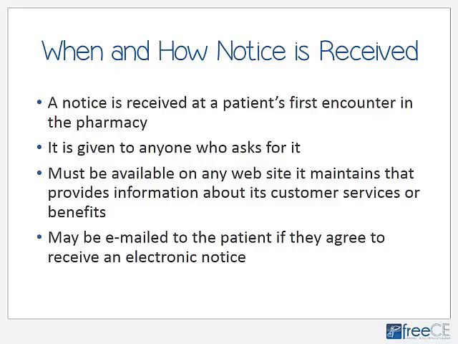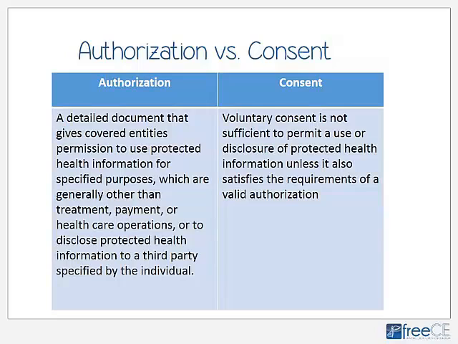A health plan can give the notice to the named insured, which is the subscriber for coverage. It does not have to give separate notices to any covered spouses or dependents of that same subscriber. The notice may also be emailed to the patient if they agree to receive an electronic notice. So now that we've talked about the notice of privacy practices, I did mention authorization and consent.